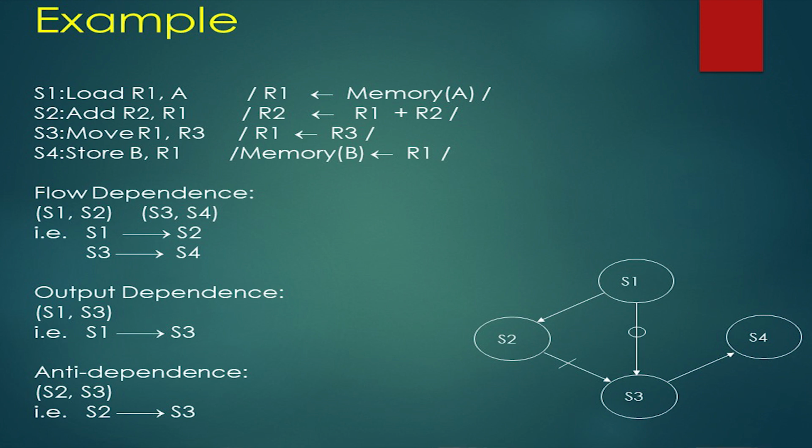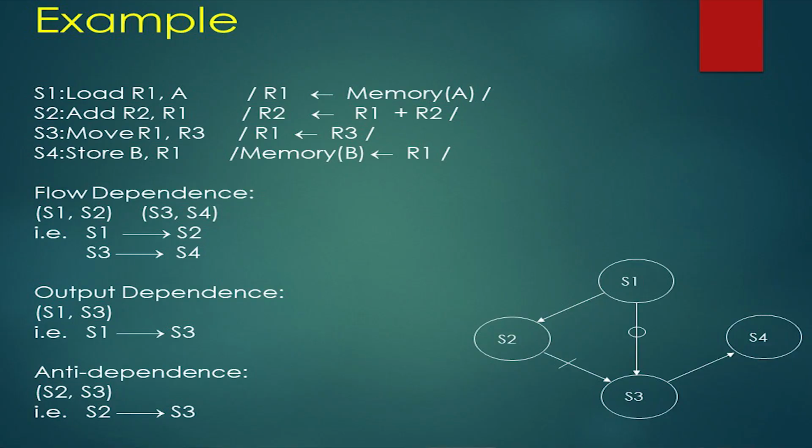And one more pair, look at the graph, S2 and S4. These are also independent statements. There is no dependency existing between these two statements. So from this graph we can identify S1, S4 or S2, S4 we can execute parallelly, and the remaining statements we can execute sequentially. So using the dependency graph we can analyze it. Here 50% of parallelism is existing.